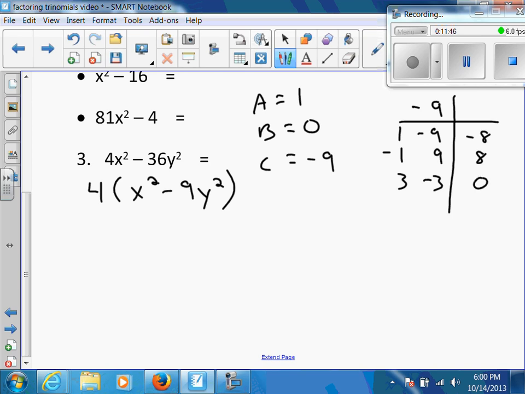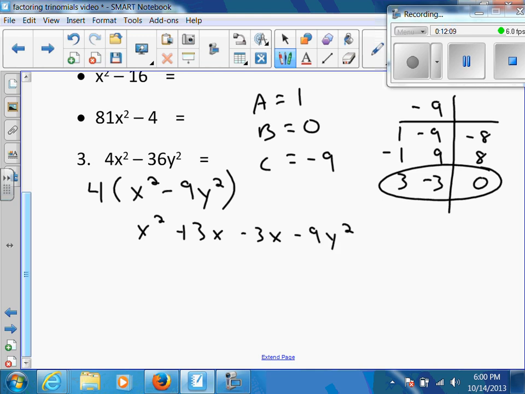So now I need to split up my middle term. X squared plus 3x minus 3x, and I have subtract 9y squared. Since this has an x and a y in it, my two middle terms should have an x and a y.